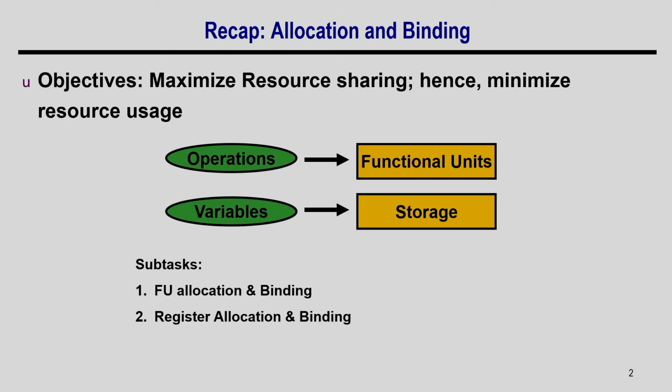Okay. And we have seen that we have to take these two problems separately: operation to function unit binding first, and then variable to storage unit. So, we are discussing the first problem, FU allocation and binding, and we have seen in previous classes that we can map this problem to either a graph coloring problem or a clique partitioning problem, right.